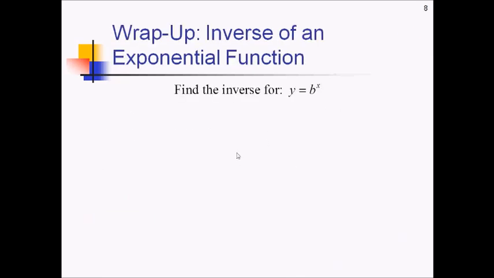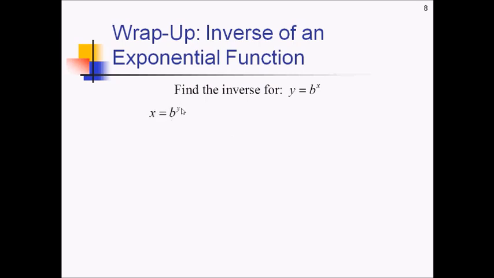We're going to wrap this lesson up with a nice little aha moment. So take a sec and see if you can find the inverse for y equals b to the x. You think you got it? First off, does it have an inverse? Well, it's an exponential function, so it passes the horizontal line test. Since it has an inverse, we can switch the x and the y values with each other. So we can rewrite this as x equals b to the y.